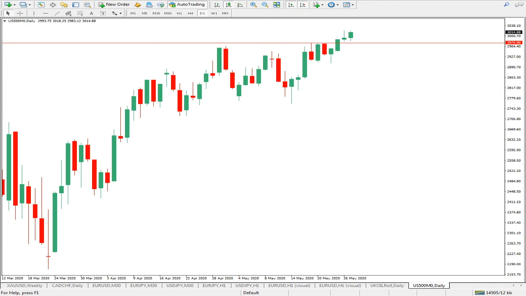So as long as the price is held above the resistance I've just drawn, we actually expect a continuation to the upside.